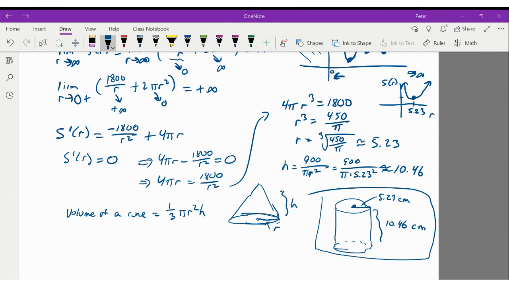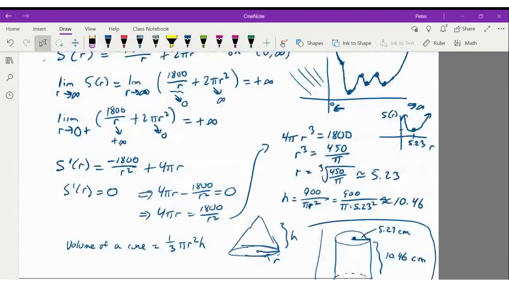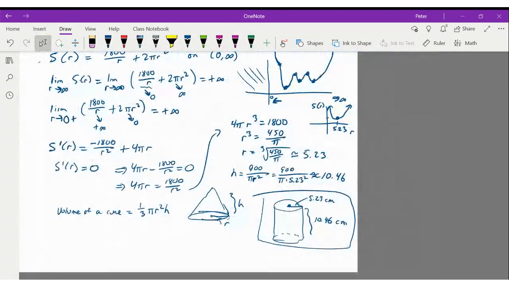Oh, by the way, this diagram and the argument that we made here demonstrates that even though there is a point where the surface area is at a minimum, there's no maximum surface area.